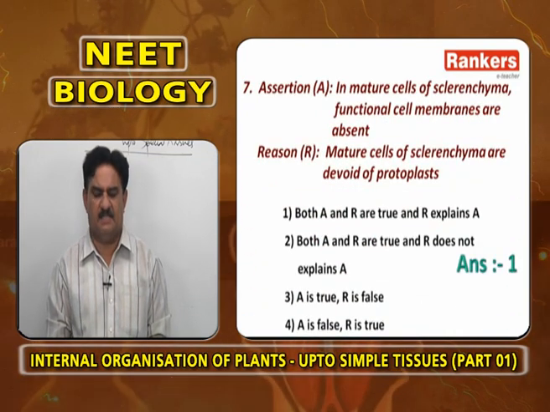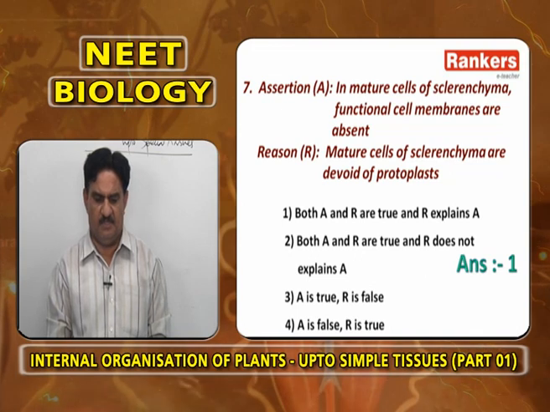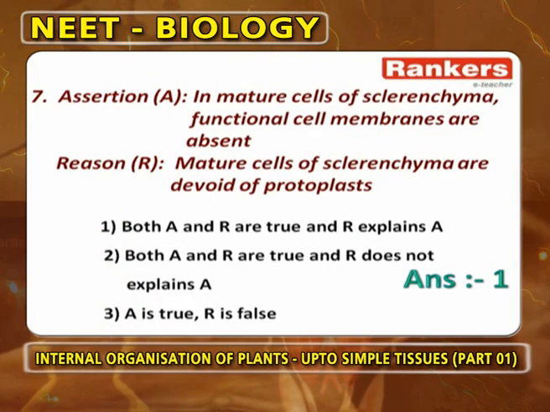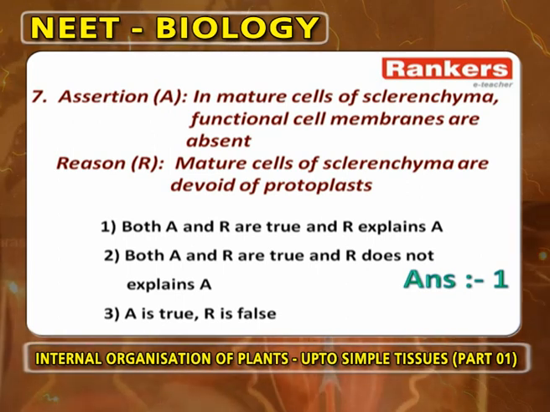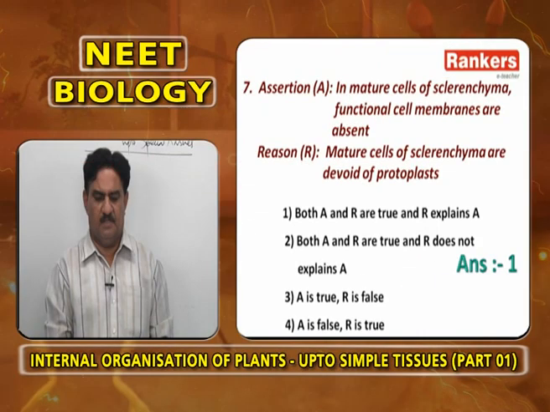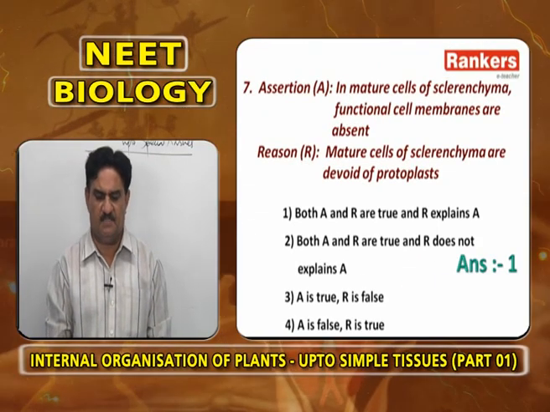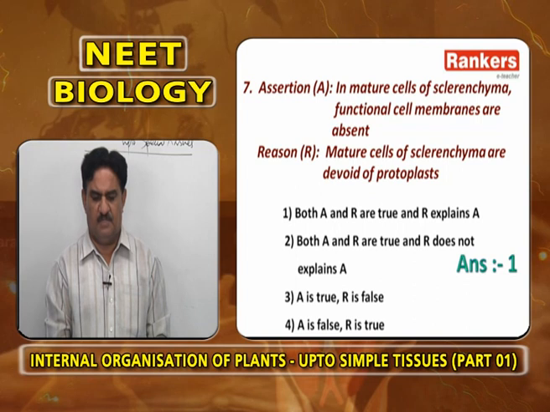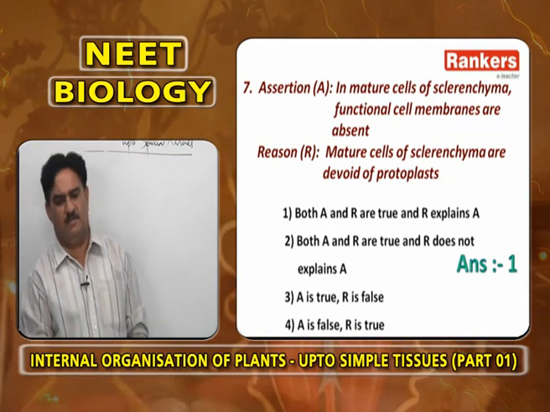This is an assertion-reasoning. In mature cells of sclerenchyma, functional cell membranes are absent. Why? Mature cells of sclerenchyma are devoid of protoplast. Whenever protoplast is there, then only the protoplasm is surrounded by a cell membrane. When protoplasm is not there, there is no question of the presence of a cell membrane. So, the assertion is correct, and the reason that mature cells of sclerenchyma are devoid of protoplast is correct.